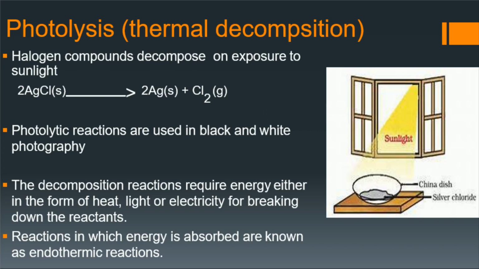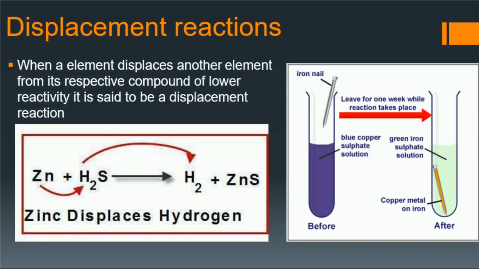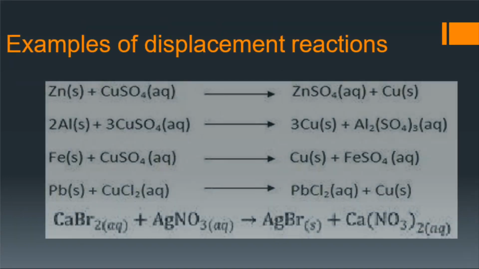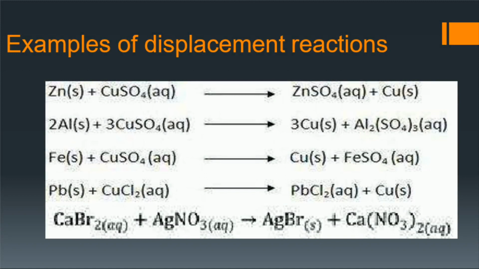The decomposition of the reactants requires energy in the form of heat, light, or electricity. Endothermic reactions are those which absorb energy during the reaction. The energy is usually in the form of heat, making the reaction endothermic. In a displacement reaction, one atom or group of atoms is replaced by another.